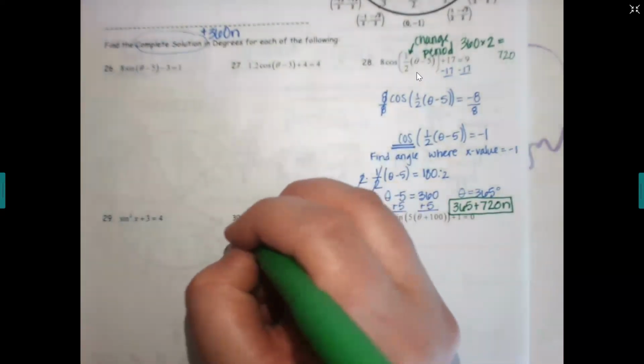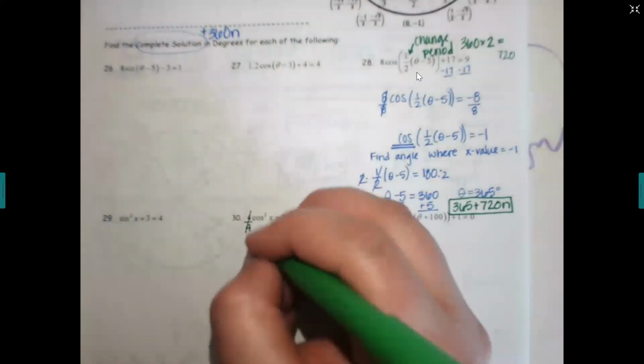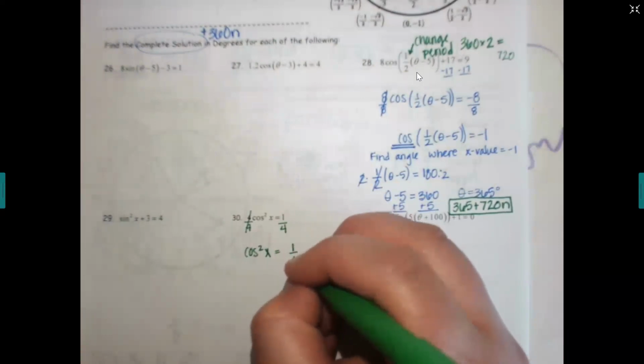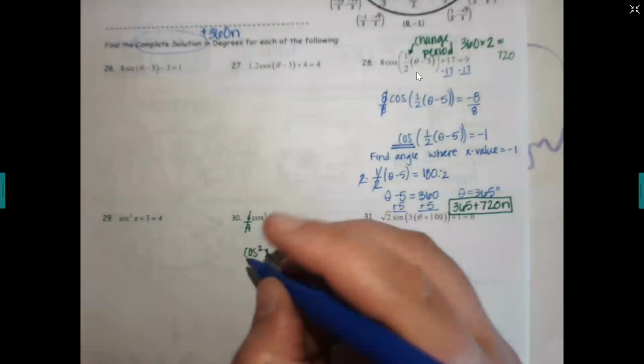Okay, all right, we'll do two more left. Let's do number 30. I have 4 cosine squared equals 1. I'm going to divide this 4 out of the way, so that I have cosine squared equals 1/4. And then to get rid of the squared, I'm going to take the square root on both sides.